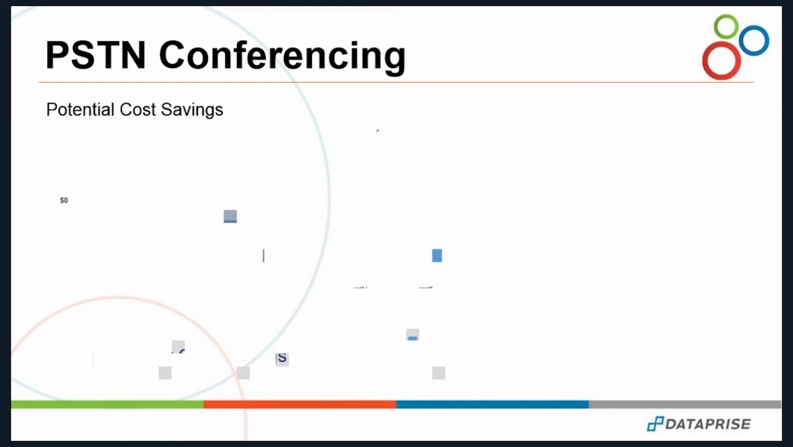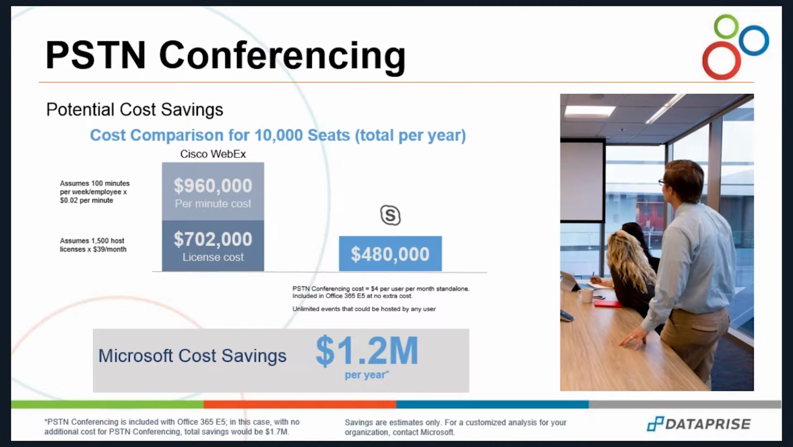How do these cost savings actually look? For a cost comparison for an organization of 10,000 seats, PSTN conferencing through Skype for Business is typically less expensive than most of the conferencing competitors out there, even as a standalone license. So to use Cisco WebEx as an example, you can see that to provide 1,500 host licenses for a company with 10,000 employees, using Cisco's Premium 25 plan, which allows up to 25 participants per call, and is $39 a month for an annual plan, the overall licensing costs are about $58,500 per month, or about $700,000 a year.